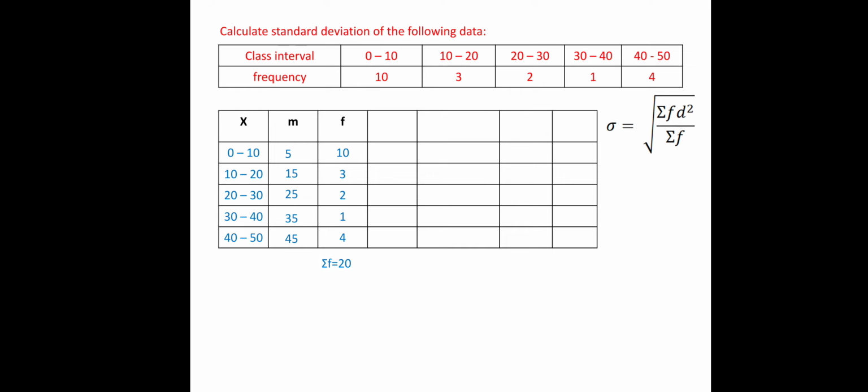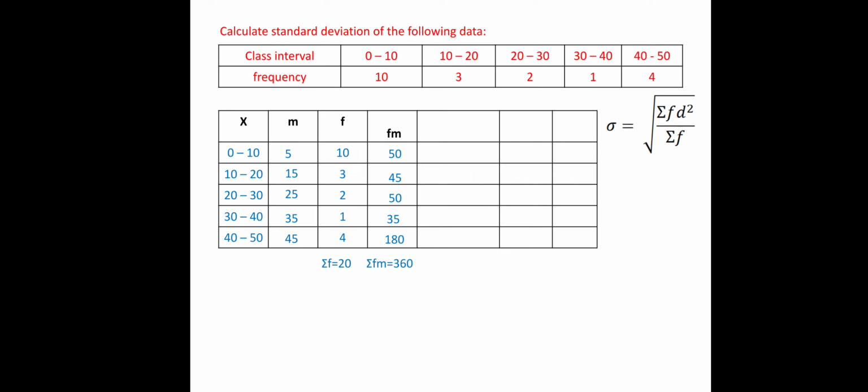Next column is for multiplication of fm. So you need to multiply f with m, so you will get fm. Okay, so 5 into 10 is 50, 15 into 3 is 45, 25 into 2 is 50, 35 into 1 is 35, 45 into 4 is 180. Fine. Next, summation of fm is 360.